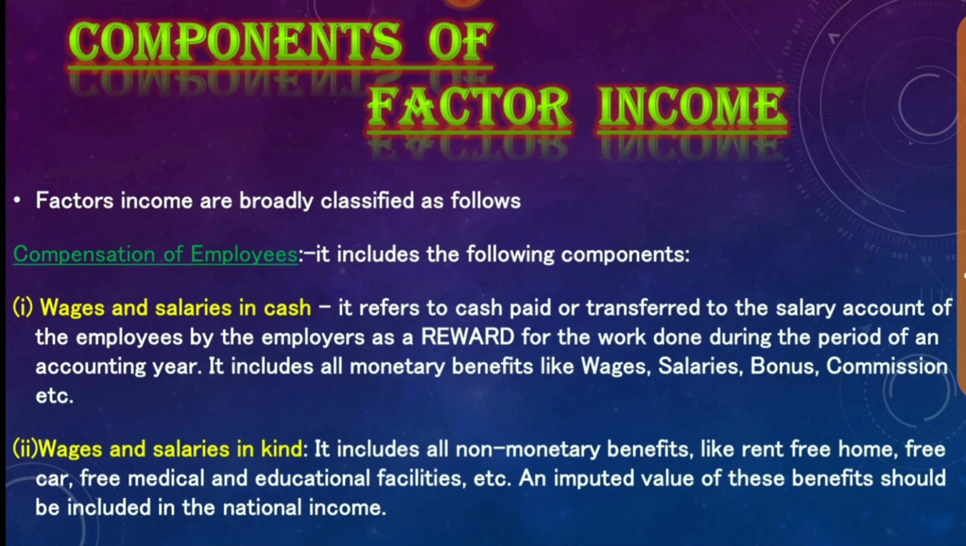Students, wages and salary is a reward for the work done during a period of time by the employee, and it is paid by the employer. Second one is wages and salary in kind. It includes all non-monetary benefits like rent-free home, free car, free medical and educational facilities. An imputed value of these benefits should be included in the national income.